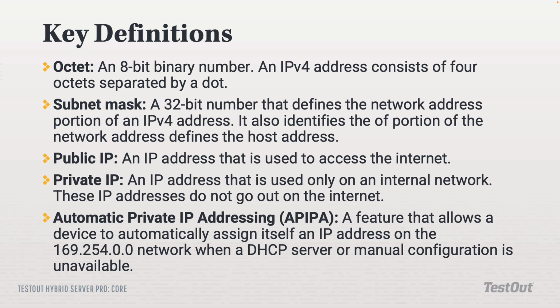A subnet mask is a 32-bit number that defines the network address portion of an IPv4 address. To simplify that, the subnet mask tells us what network we are on, okay? We'll go through and really break down how that happens. A public IP is an IP address that can be used on the internet. Converse to that, a private IP address is one that can only be used on our local LAN. That is not routable on the internet.